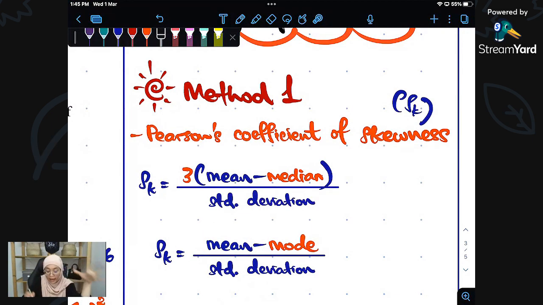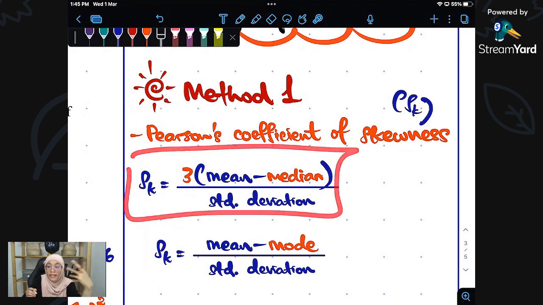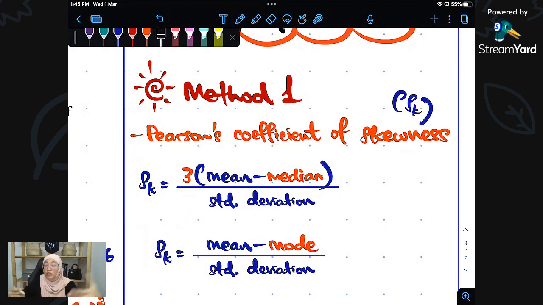So if you have the mode, you can just use this formula. Tetapi kalau soalan tu tak tanya tentang mode, tapi dia tanya median, so you use this formula instead. So you pakai formula apa yang you ada ataupun apa yang sudah you cari. Contohnya kalau you dah cari median, so you pakailah median saja formula ini, tak perlu susah payah cari mode. You just use one of the formulas and you will get the same answer anyway.